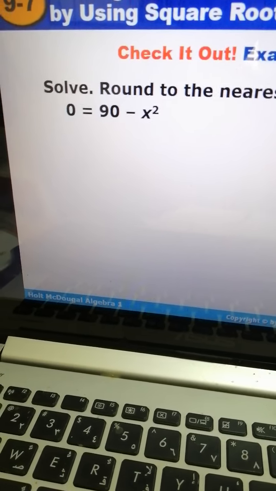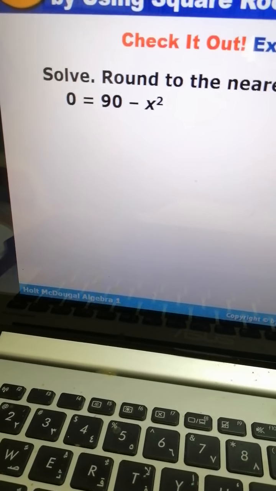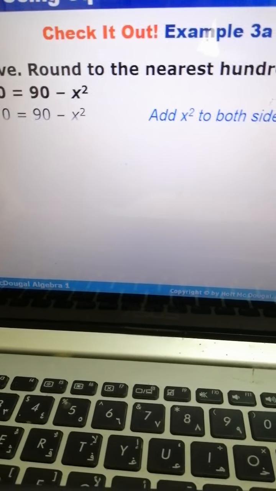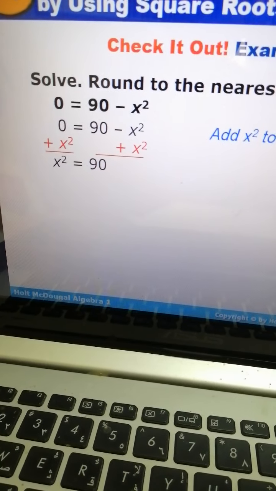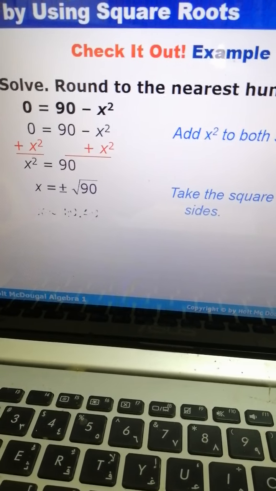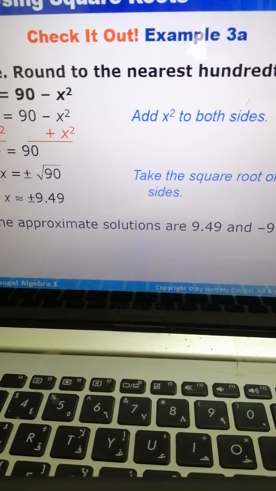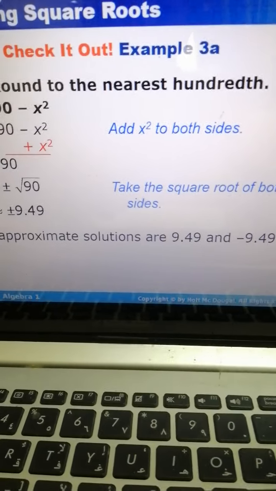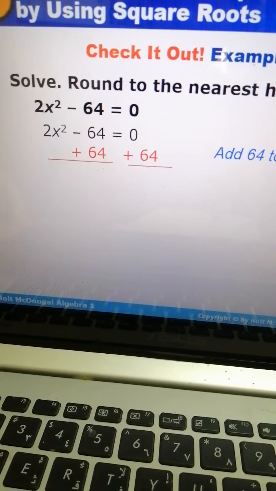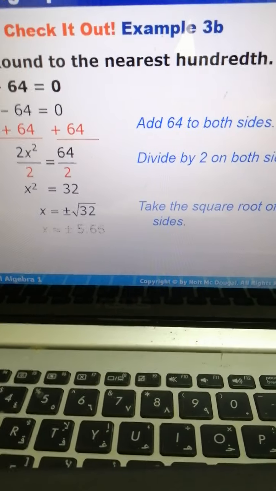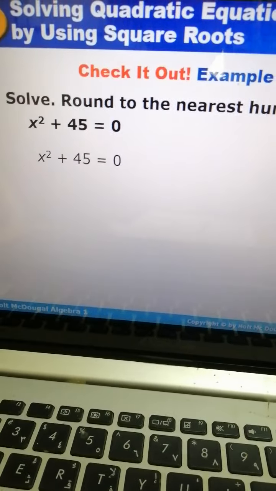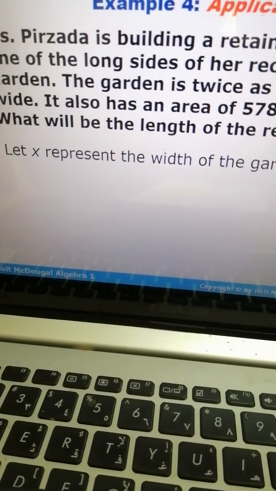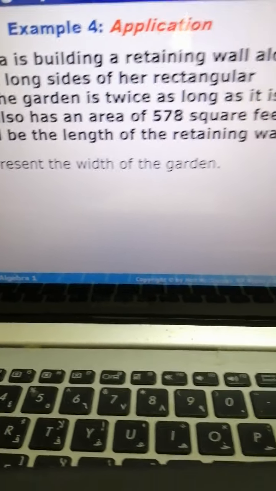Okay, next. How about in this case? You add x squared or you subtract 90. So you decide. In here, they add x squared to make the x squared positive, so x squared equals 90. So the answer is positive negative 9.49, because the square root of 90 doesn't have a perfect square. Okay, so there are more examples there for example 3. So you can check them out also. But of course, if there is a square root of a negative number, there is no solution.